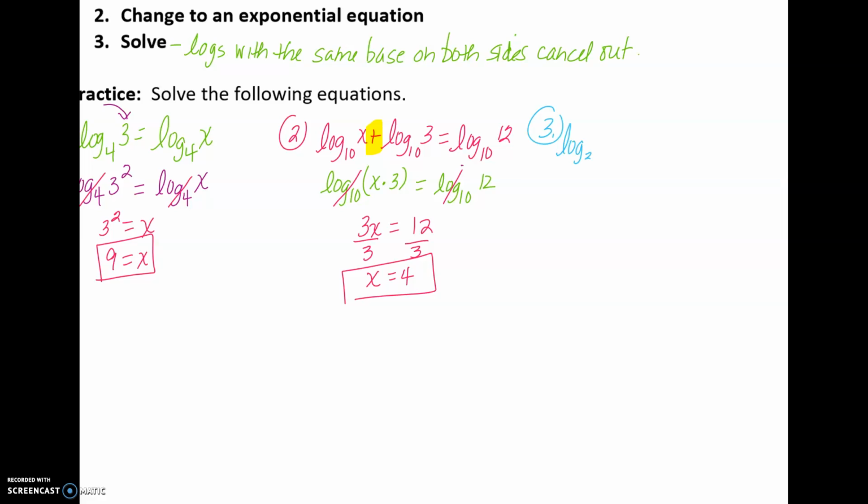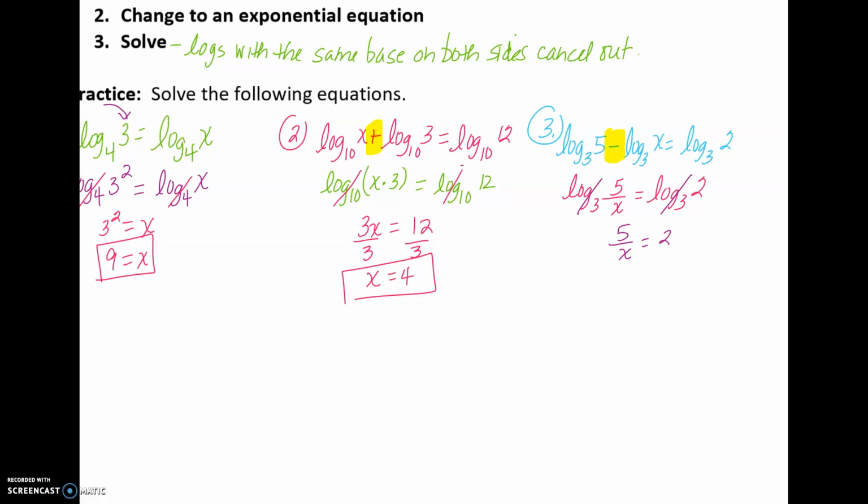Log base 3 of 5 minus log base 3 of x equals log base 3 of 2. Okay, so I see I have subtraction this time. Subtraction tells me that it is a quotient property. So I keep the log base 3, but it becomes 5 over x equals log base 3 of 2. Then I notice that I have the same log with the same base. They cancel out, and I get 5 divided by x equals 2. So I'm going to have to solve this.